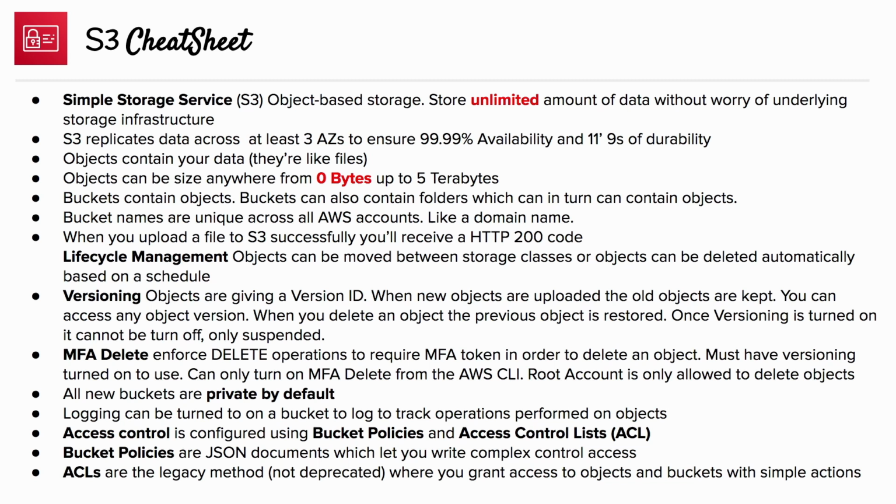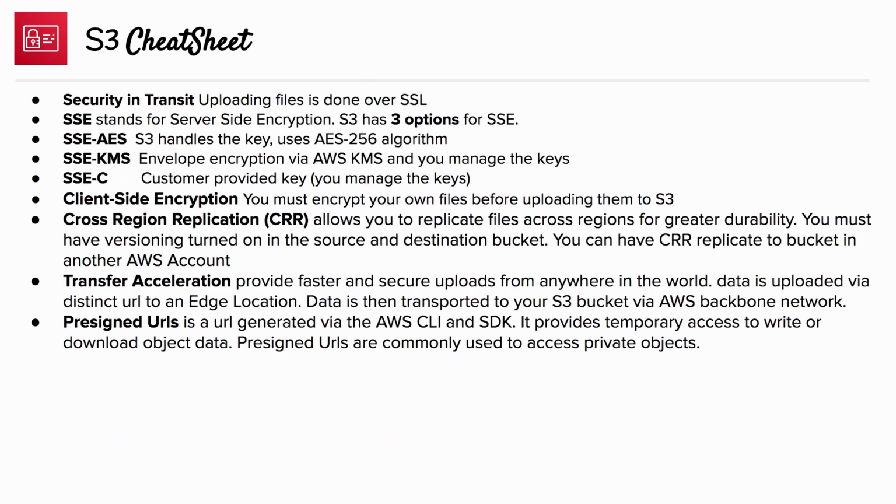Then you have access control, which is configured using either bucket policies or access control lists. Bucket policies are JSON documents which let you write complex access control. Then you have ACLs, which are the legacy method that came before bucket policies. They're not deprecated, so there's no faux pas in using them, but they're just not used as often anymore. And they allow you to grant access to objects and buckets with simple actions.